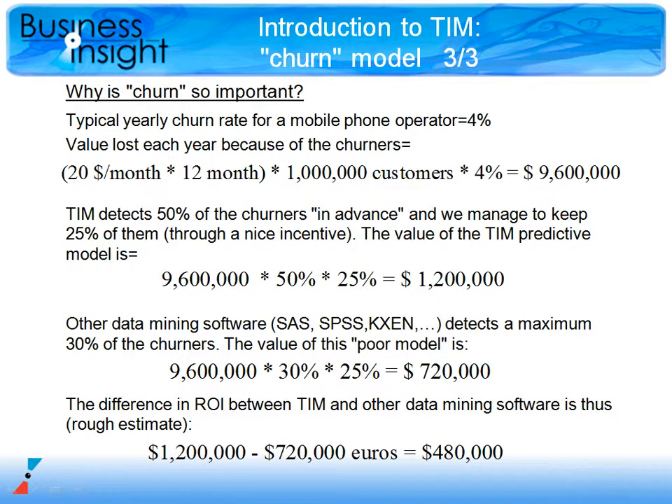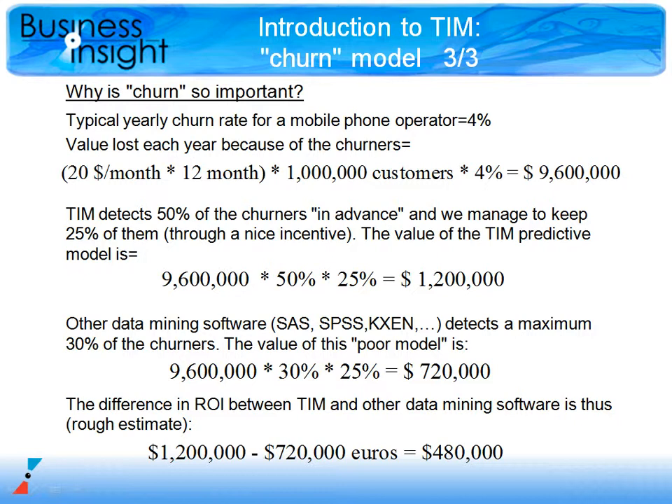Business Insight works hard on the prediction accuracy of TIM because of the massive value each predictive model has for our clients. In this example, about $500,000 for a single predictive model. The superior accuracy of TIM is demonstrated by its excellent performance at the KDD Cups.